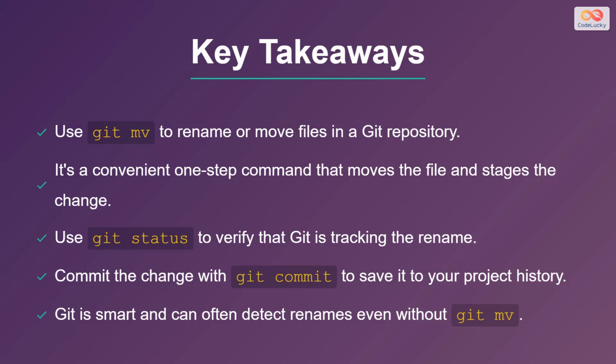To wrap things up, remember to use git move whenever you're renaming or moving files in a Git project. It's a simple, one-step command that keeps your repository clean and your actions clear. Always check your work with git status and then lock in the change with git commit. With this, you're well on your way to managing your files like a pro.